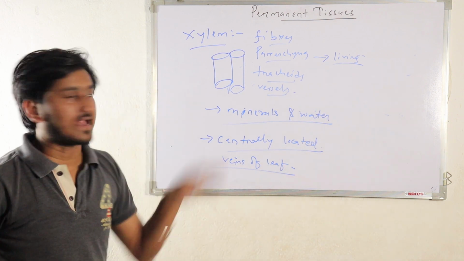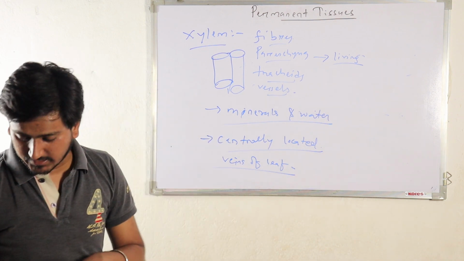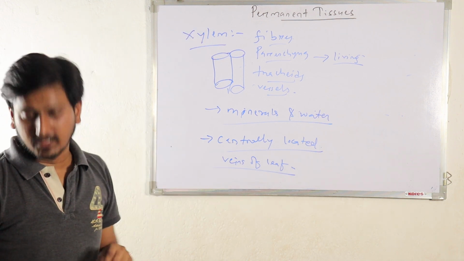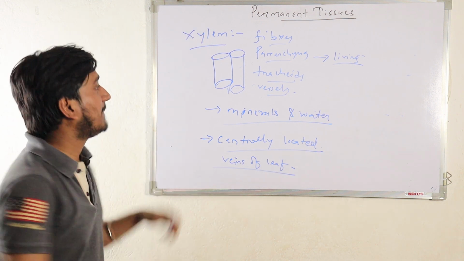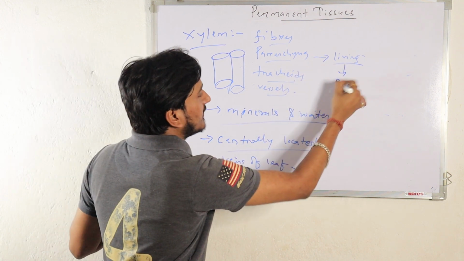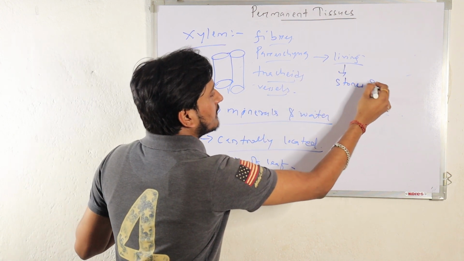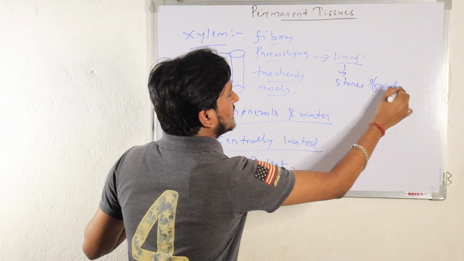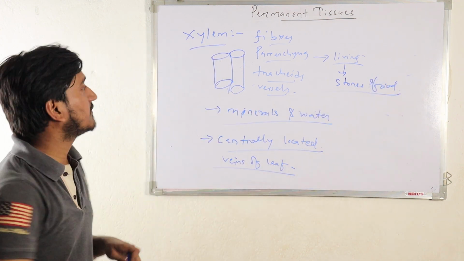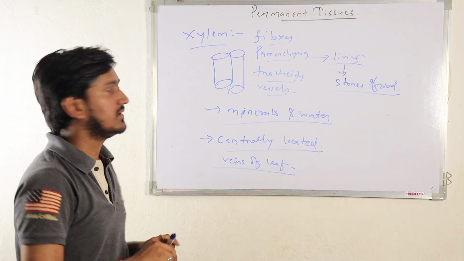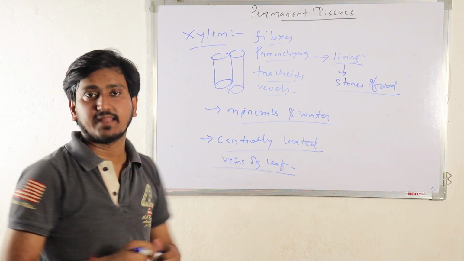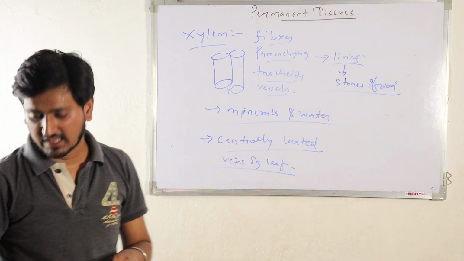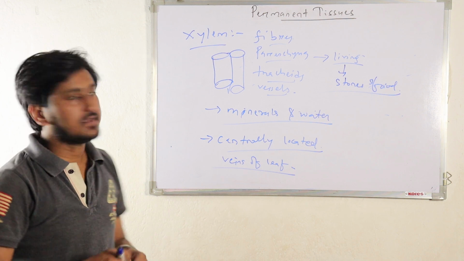Okay, so these structures, tracheids and vessels, help in conducting the water and minerals from the roots upwards to the leaf. And the xylem parenchyma, since it is living, stores the food and continuously supplies the energy. The other parts of the xylem are dead but functioning, so they require energy, and that energy is provided by the stored food in the living parenchyma which surrounds the tracheids and vessels.